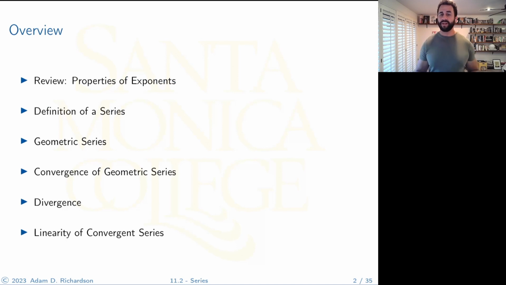I'm going to very quickly talk about the properties of exponents because it turns out that we need them a lot in this chapter. We're going to get the definition of a series, which you've seen before, geometric series, which you've seen before, then convergence of geometric series. Then we'll talk about divergence and then finish off with linearity of convergent series, which is just a really handy property to have.